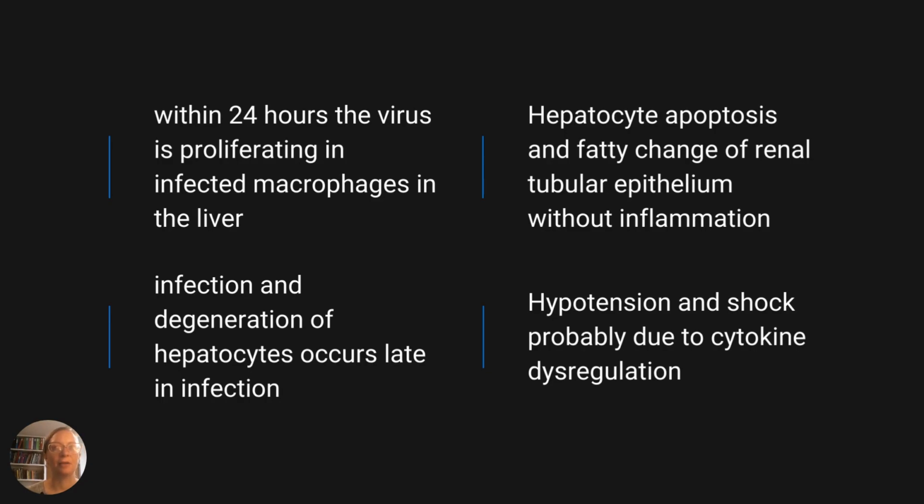With all 3 of these hemorrhagic fevers, there is some ambiguity with the mechanism of action, but I just wanted to highlight some details of things we see with pathology of this disease. So within 24 hours, the virus is proliferating in infected macrophages in the liver. Infection and degeneration of hepatocytes occurs late in the infection. Hepatocyte apoptosis and fatty change of renal tubular epithelium is seen without inflammation in yellow fever. And hypotension and shock probably are due to cytokine dysregulation.